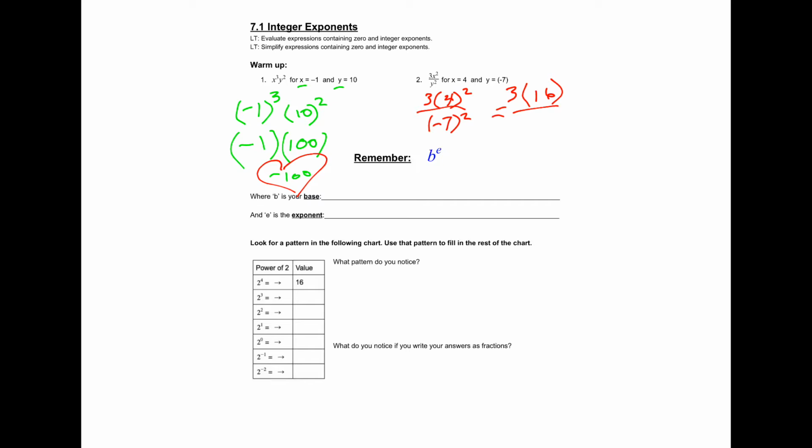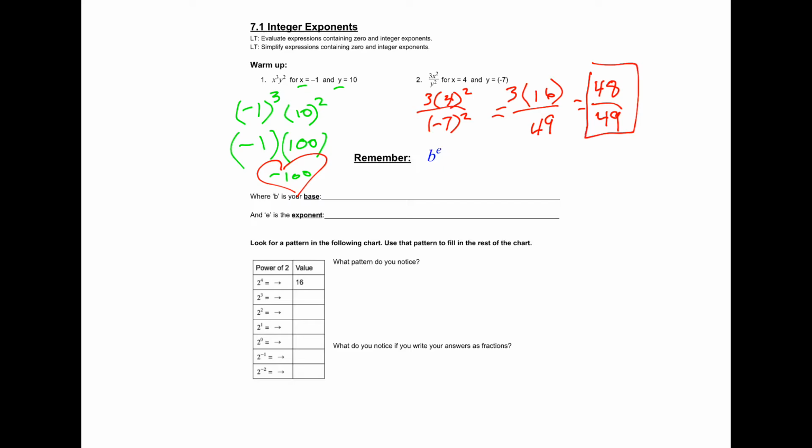Then negative 7 squared. Just a note here that negative 7 is in parentheses, as you can see. So this is going to be negative 7 times negative 7, giving us a positive answer, which is 49. Perfect. Then we just need to multiply 3 times 16. That equals 48. 49 on the bottom. And that is as far as we go, so we can just circle, box, or heart our answer there, 48 over 49.